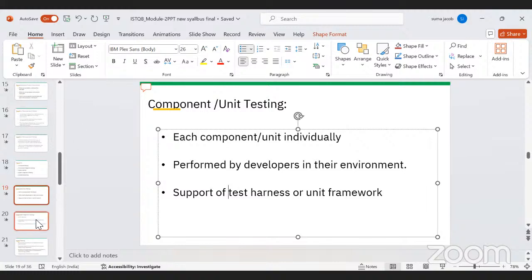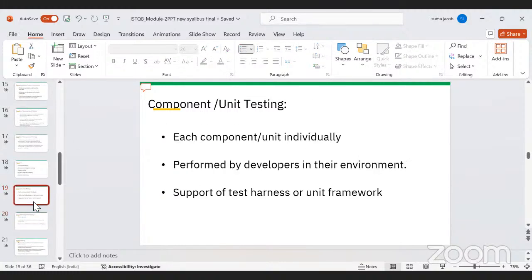And next is component testing. A few other names for component or unit testing are module testing, white box testing, etc. So why white box testing? Because when you look into a white box, you can actually see what is happening inside, right? So when you say white box, you can actually see what the structure is, what the code is, what the logic is, what is being tested. That is, a component is being tested. So we call it white box testing. So these are the main points for component or unit testing.